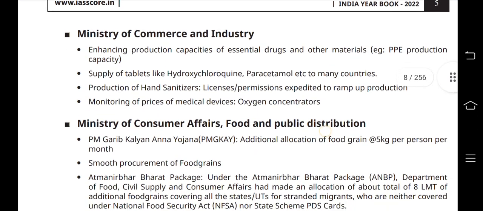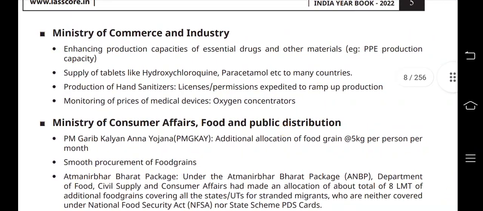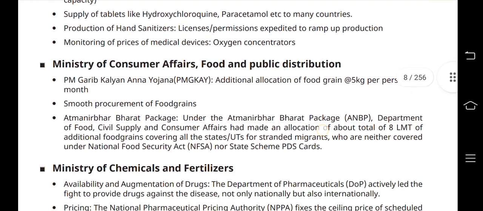Ministry of Commerce and Industry. Enhancing production capacities of essential drugs and other materials, for example PPE production capacity, supply of tablets like hydroxychloroquine, paracetamol, etc. to many countries, production of hand sanitizers, licenses and permissions expedited to ramp up production, monitoring of prices of medical devices and oxygen concentrators.